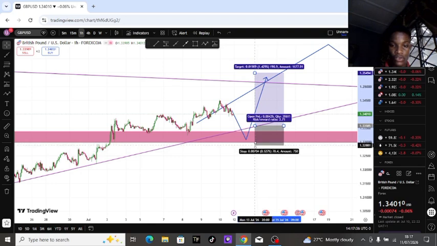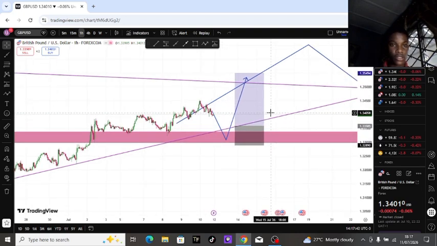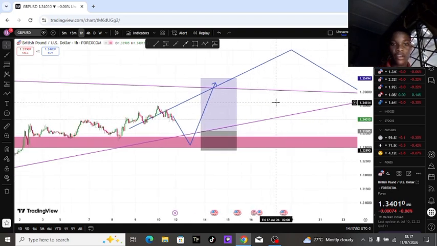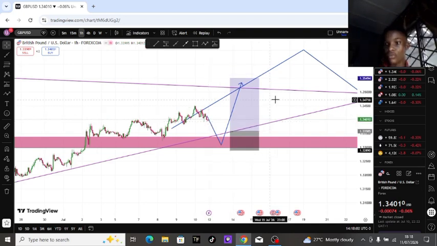Putting my stop loss just below here. Yeah, this is what I was hoping for, but if nothing happens, no problem. I'm not going to take any trade. I'm just going to be patient. This may happen maybe on Tuesday or Wednesday. This one I'm anticipating, maybe on Tuesday or Wednesday this might happen.